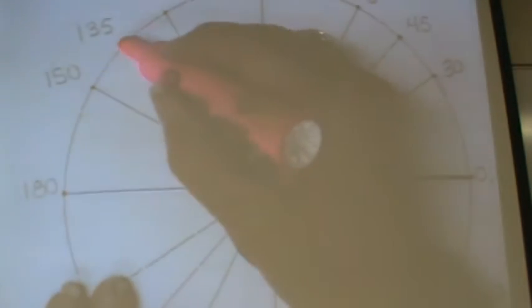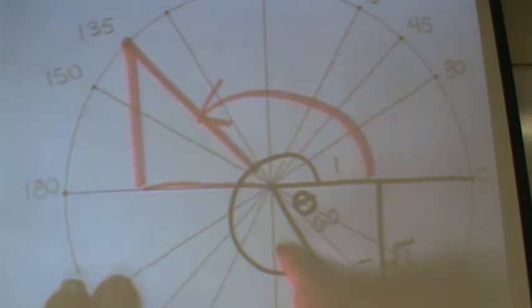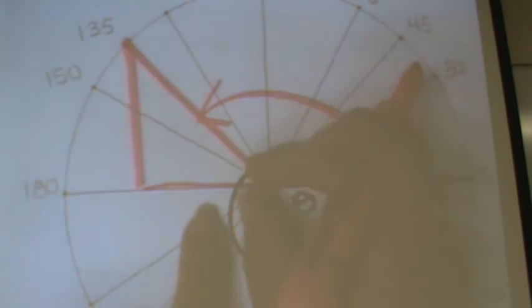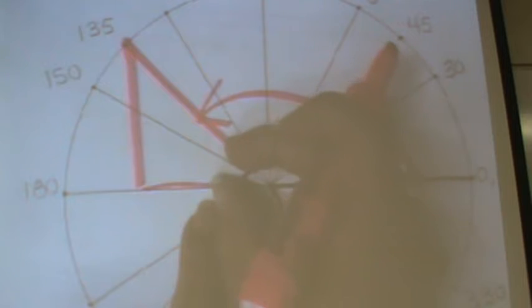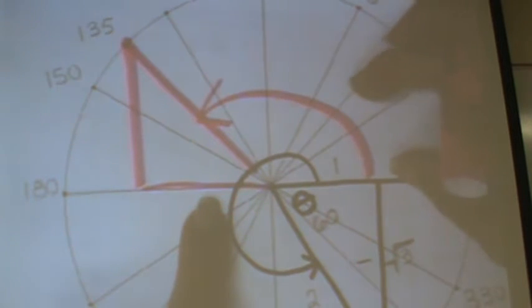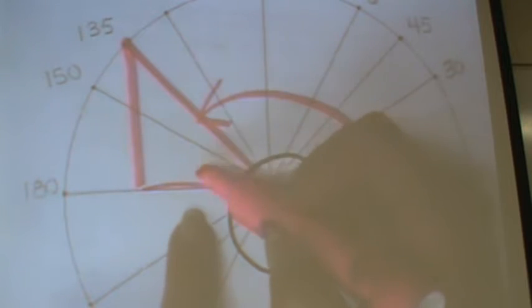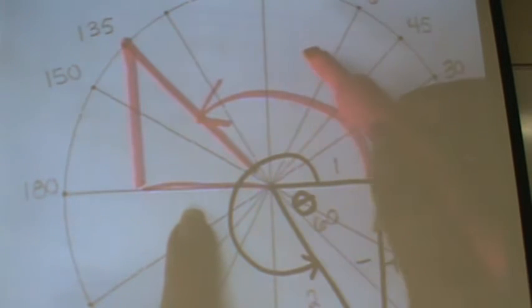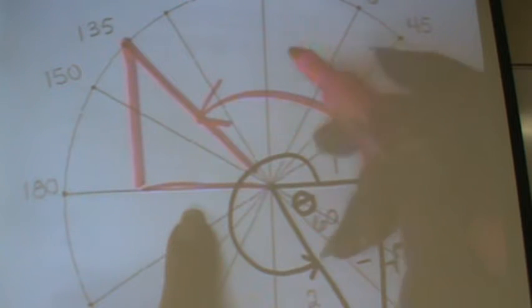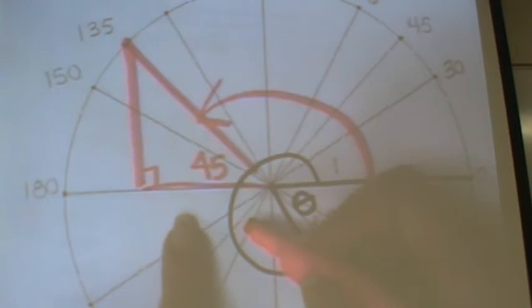So again, here's my terminal point. I'm going to drop my line there. So this is the triangle I'm talking about. Can you tell me this angle right here? I always want the angle with the x-axis. What measurement is this? Can someone tell me what this measures from here to here? It's an easy one. 45, good. So this is a 45, 45, 90.